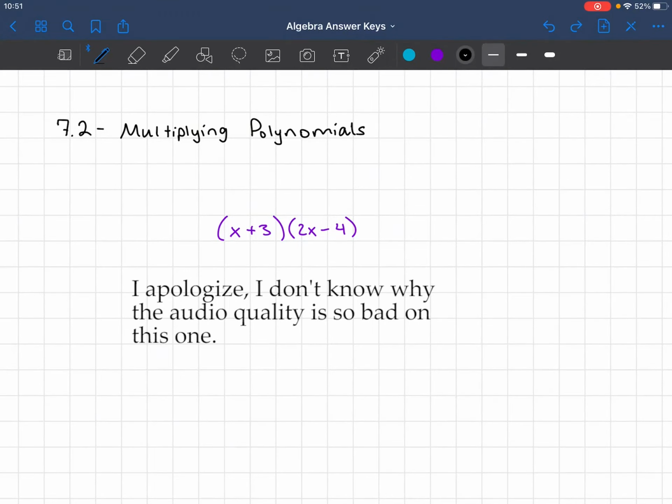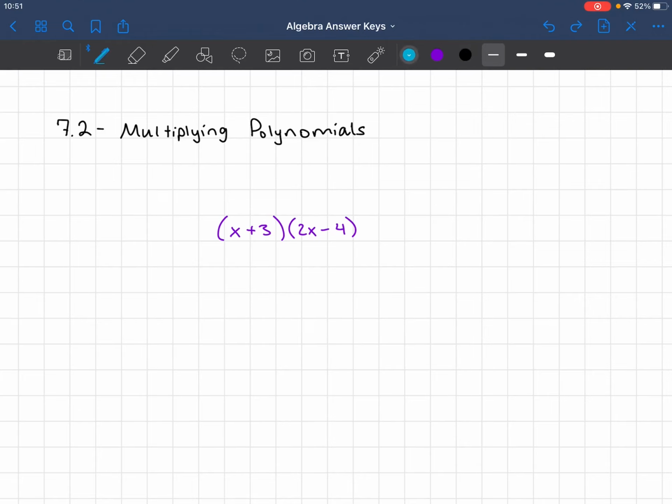Hello. Today we're going to be talking about multiplying polynomials. So you can see an example here. These are both binomials. They only have two terms each. Okay, so go ahead and copy this into your notes.